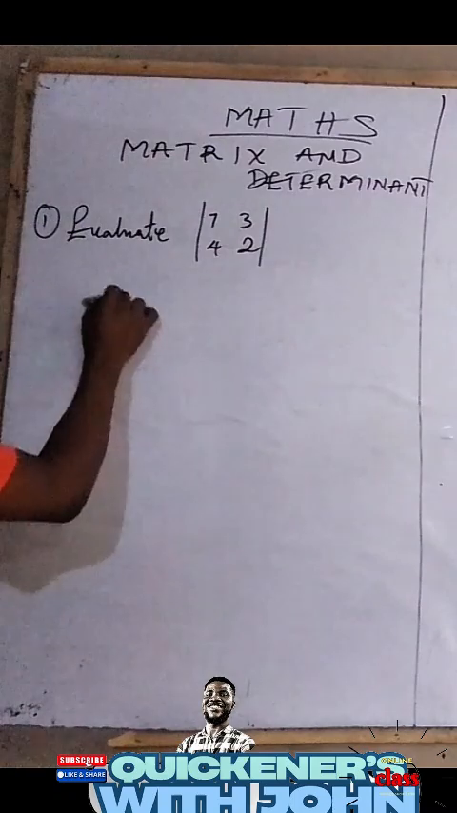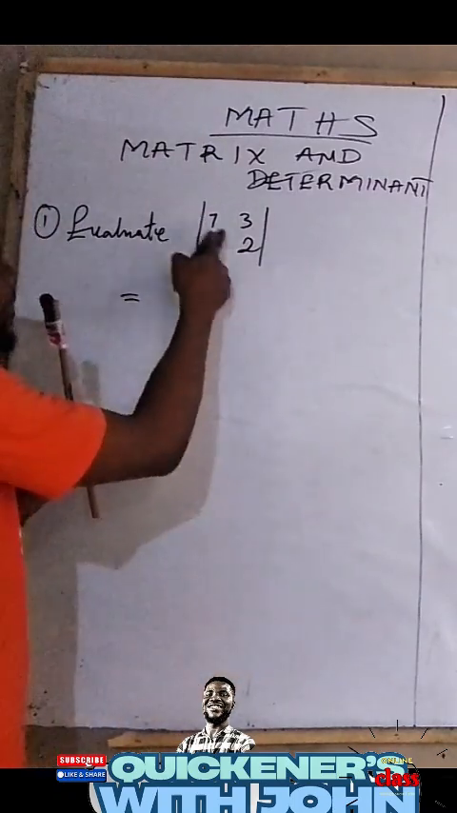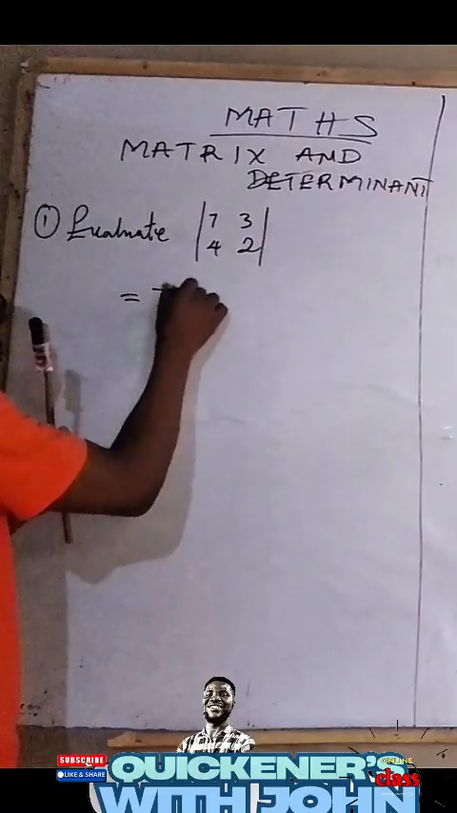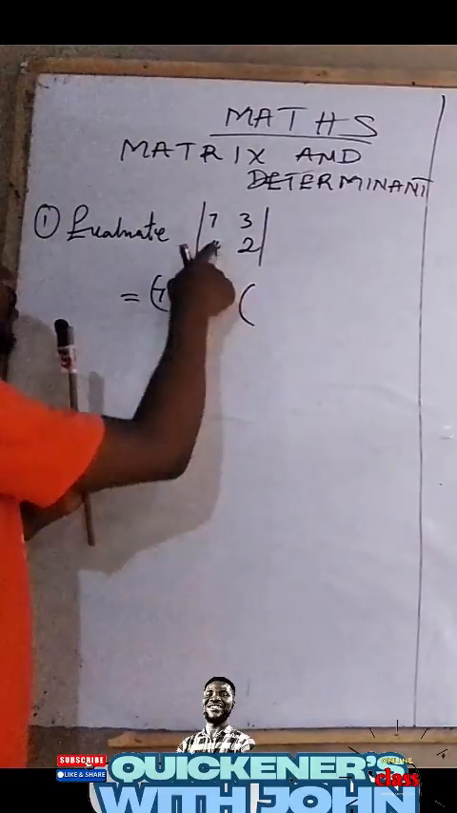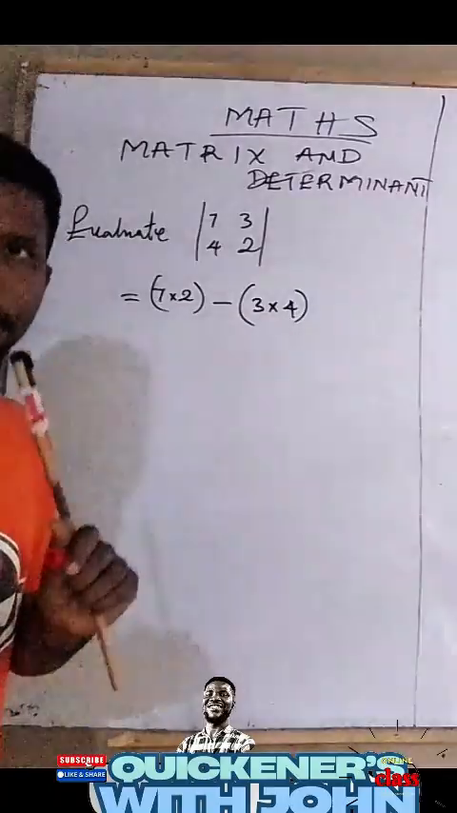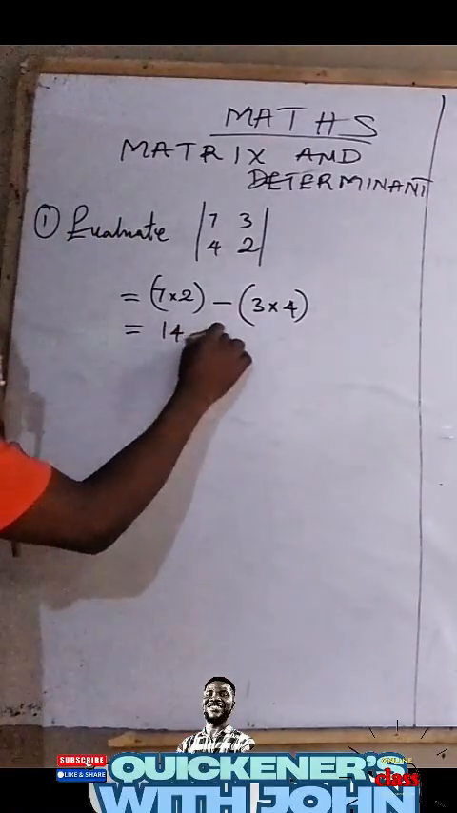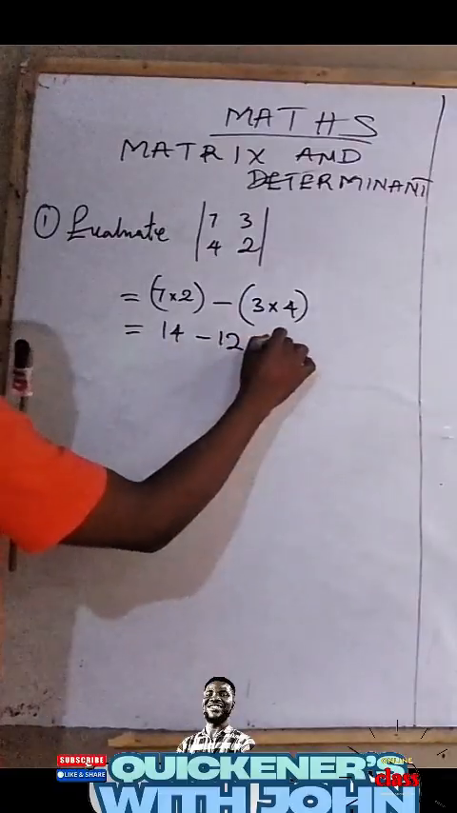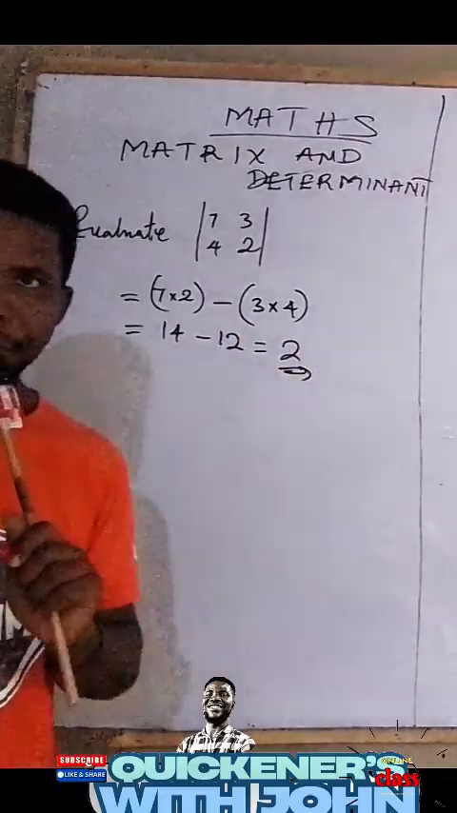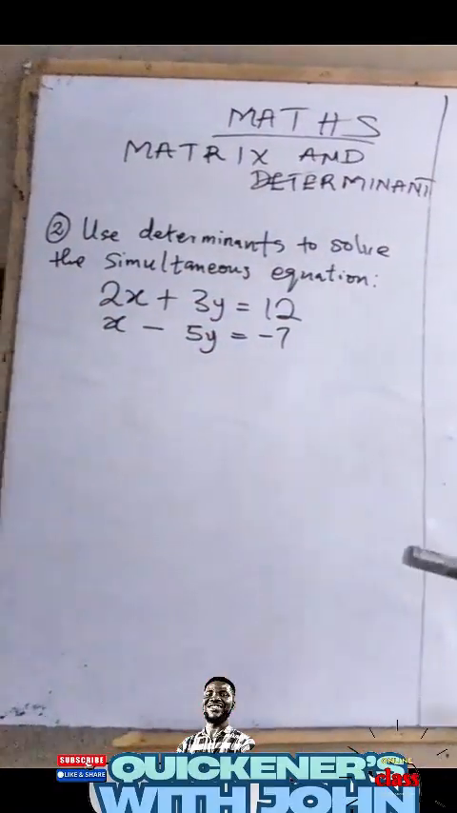So now the determinant of the matrix is gotten by multiplying this times this. That is 7 times 2 minus 3 times 4. Okay? That is how to get the determinant of the matrix. So what do we have? We have 14 minus 12. And our answer is what? 2. Can you see that? That's very easy. I hope you understand. Okay? Now, we have another question.